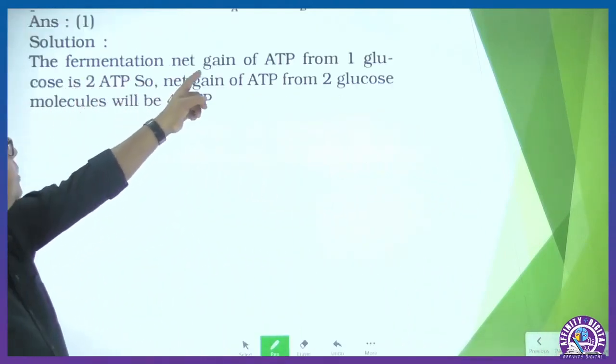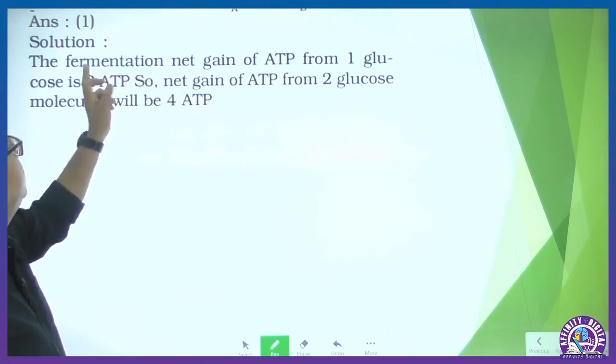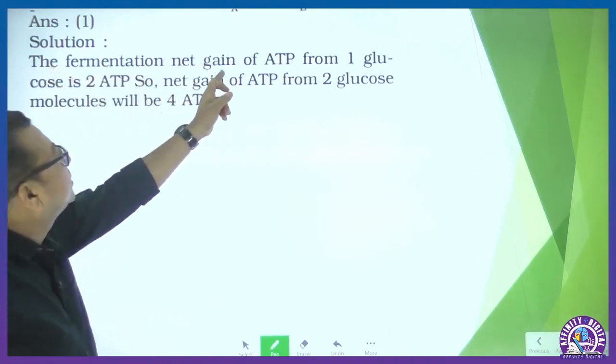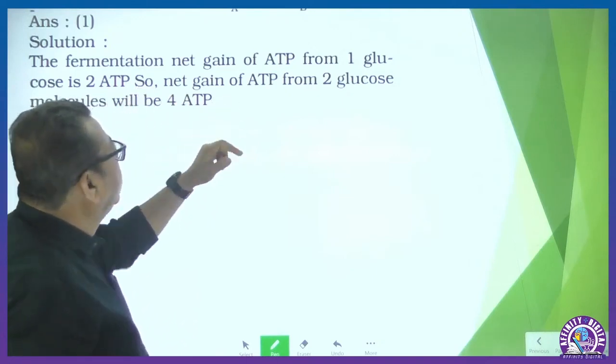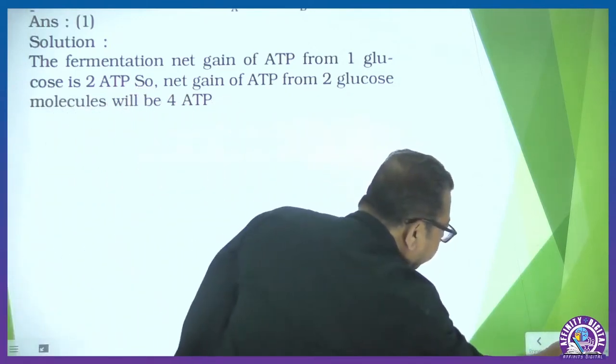Okay, fermentation. In fermentation, the net gain of ATP from 1 glucose is 2 ATP. So, net gain of ATP from 2 glucose is 4 ATP.